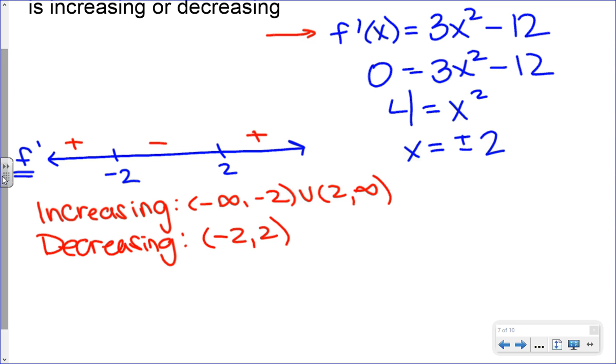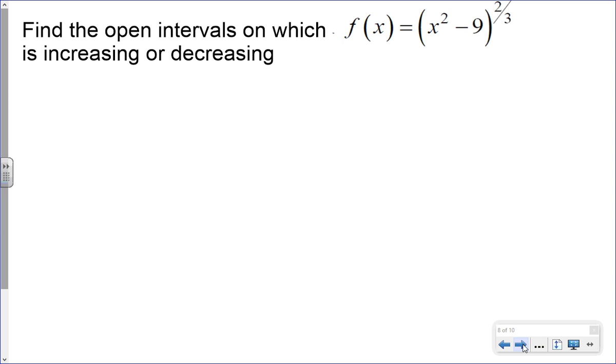Now, obviously, we're going to do some more examples, but right now, are there any questions on the process that we just took? Okay. Same process as yesterday as far as finding critical numbers. We're just doing something different with them. Next one.